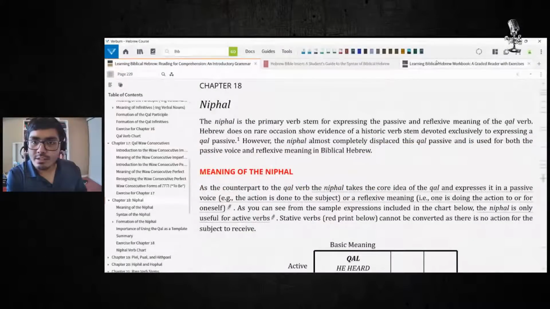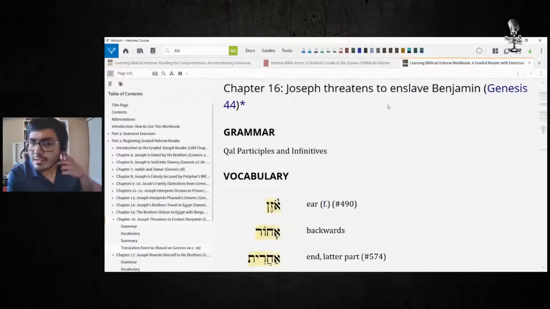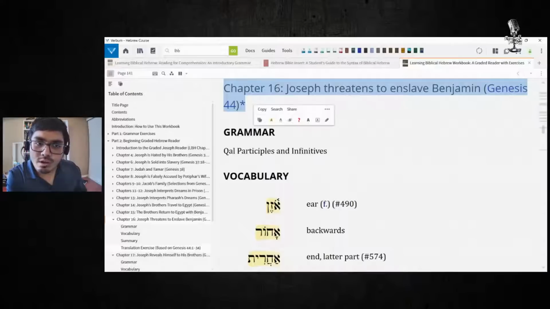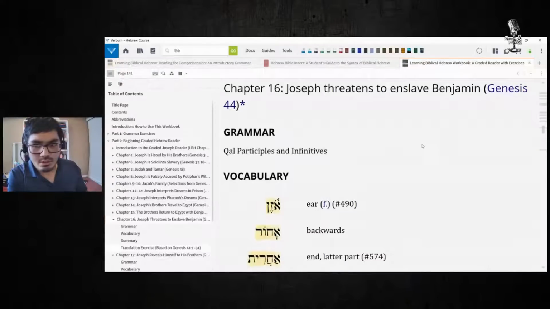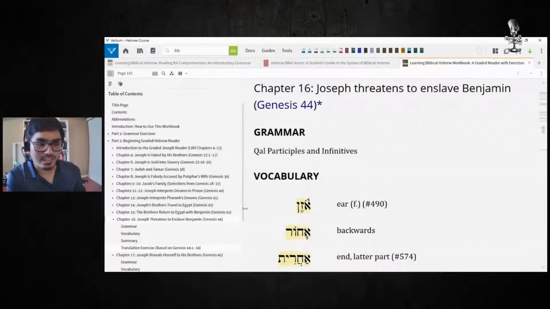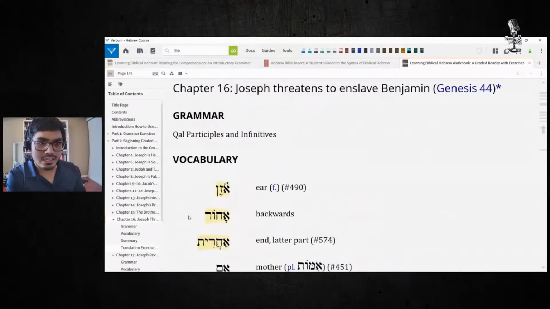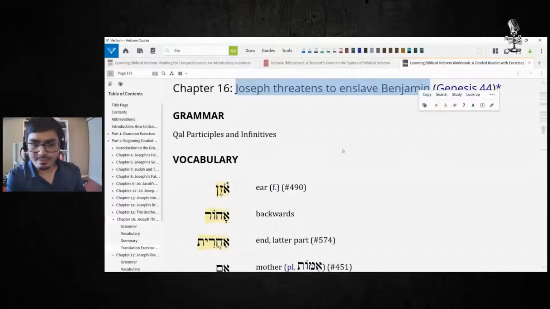So we'll do the nifal for the next grammar, and for now, we're going to move on to do the translation exercises. You recall, we did up to Genesis 43. Where we last left off, the brothers had returned to Egypt with Benjamin, and Joseph is still in disguise. They don't know who he is. And now we're going to cover chapter 44, Joseph Frames Benjamin.